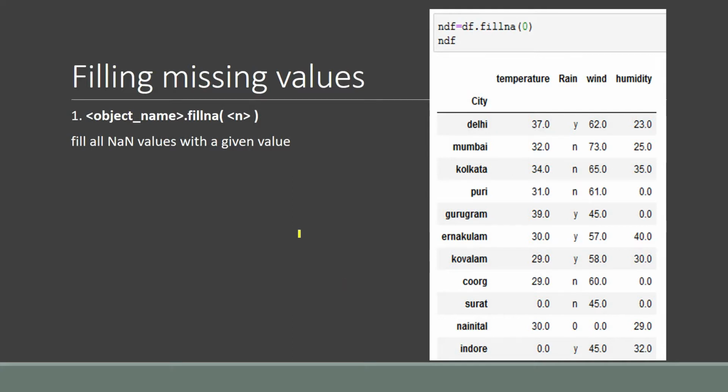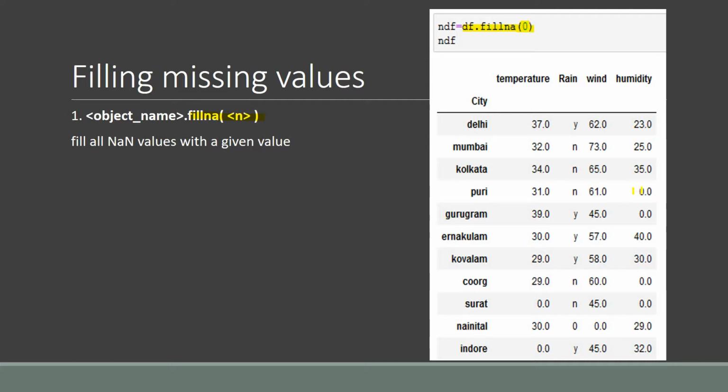In this we fill the values. So the first option is fillna, giving an integer, which will fill all the NaN values with the given particular value. So here you can see that I am writing my data frame name df.fillna(0). So I am filling my NA values with 0. Wherever it sees a NaN value, it will fill it with 0.